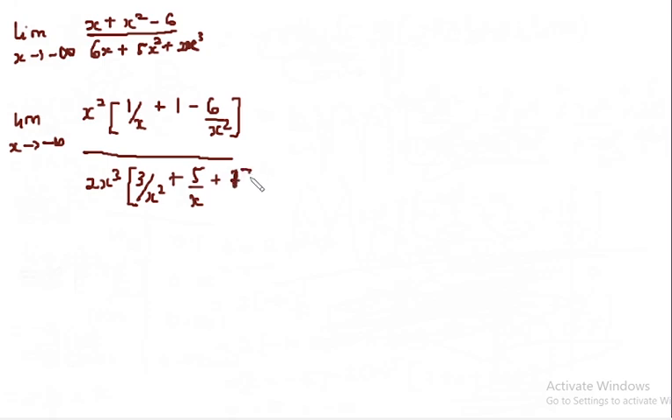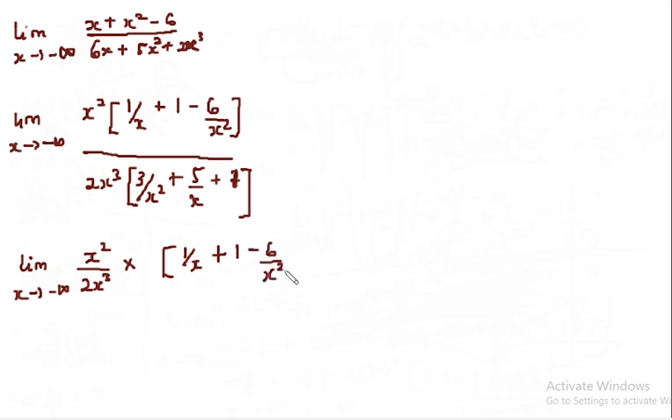Plus 1. These two terms can come together such that the limit as x approaches negative infinity can be written as x squared times the bracketed terms here. So this is 1 over x plus 1 minus 6 over x squared, over 2x cubed times 3 over x squared plus 5 over x plus 1.